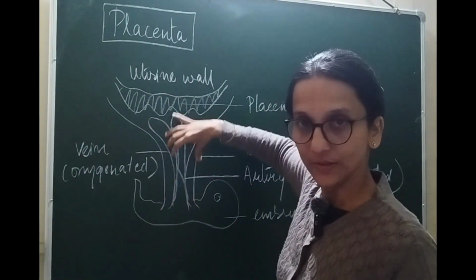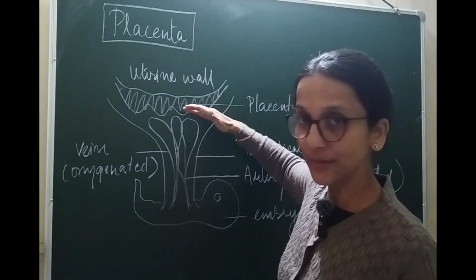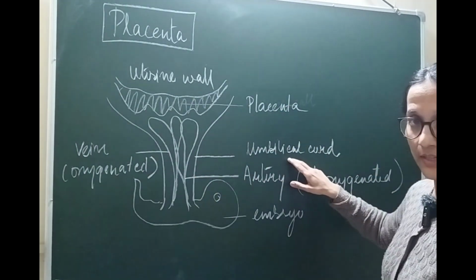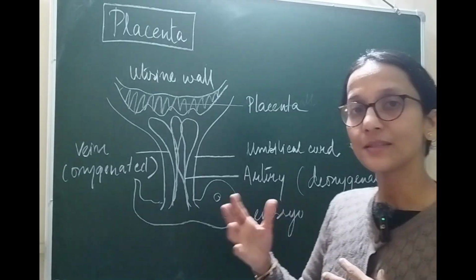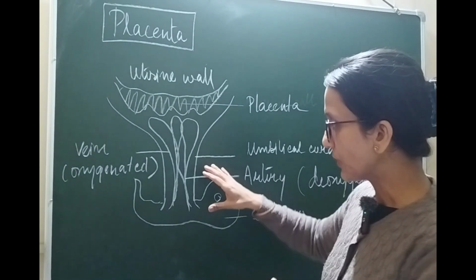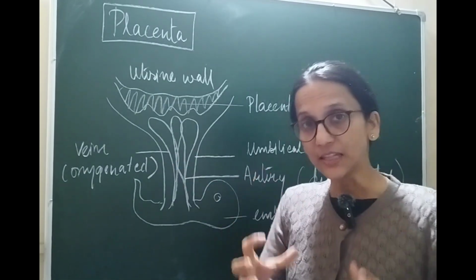And there is a cord that is between the embryo and the placenta. The name of this cord is umbilical cord. This umbilical cord has many blood vessels in it. Now before I explain this, let's understand the need of placenta.